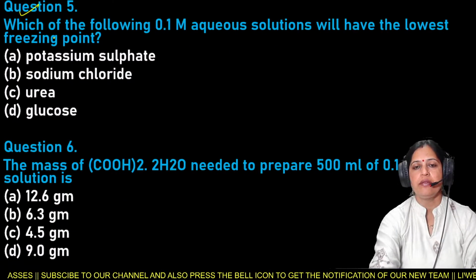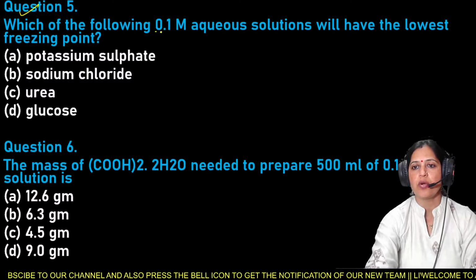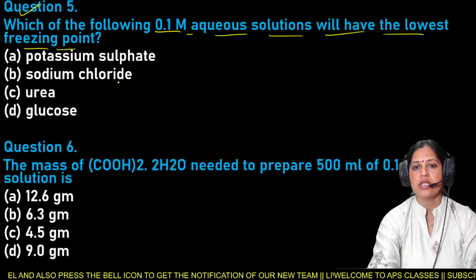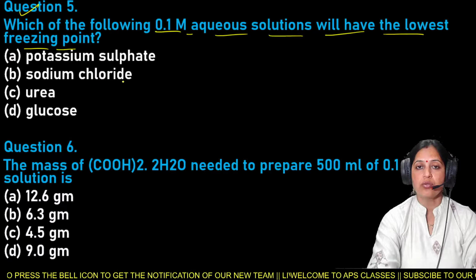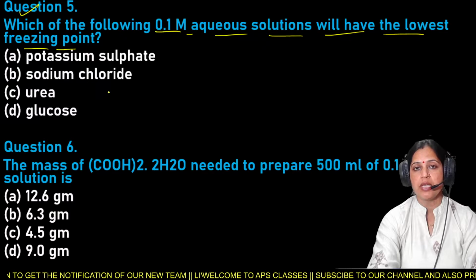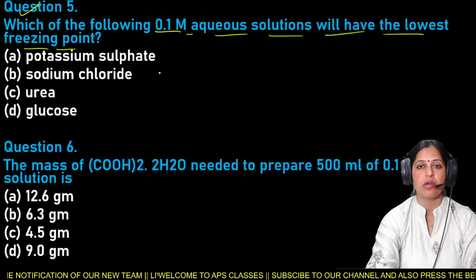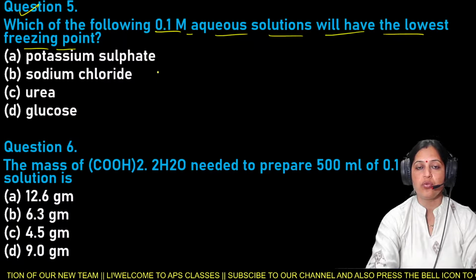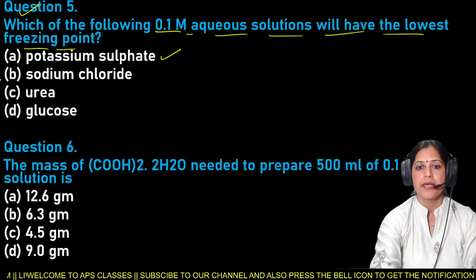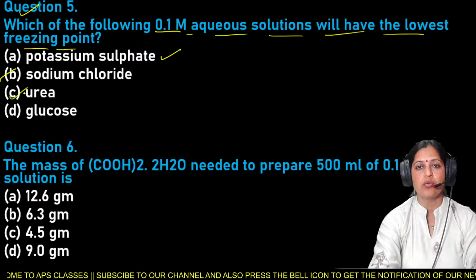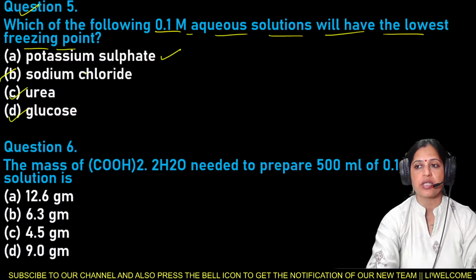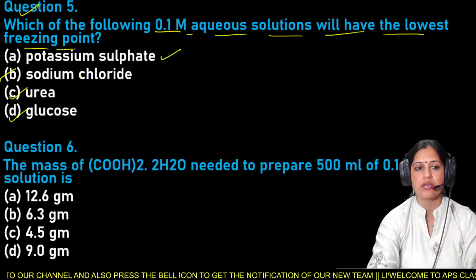Next is question number 5: which of the following 0.1 mole aqueous solutions will have the lowest freezing point? Out of these solutions, you have to choose the one with the lowest, not highest, freezing point. We just saw that the highest freezing point is of 0.1 mole urea. Options are A, potassium sulfate; B, sodium chloride; C, urea; and D, glucose.